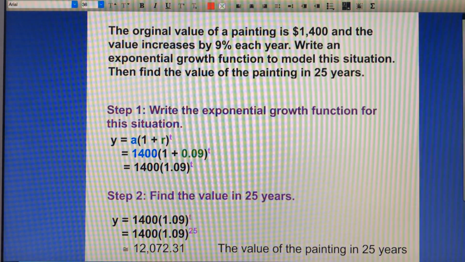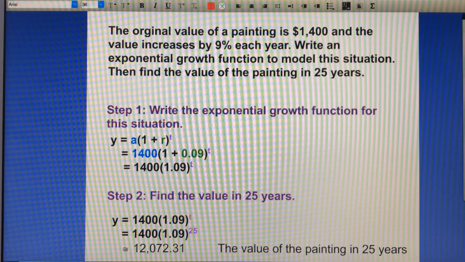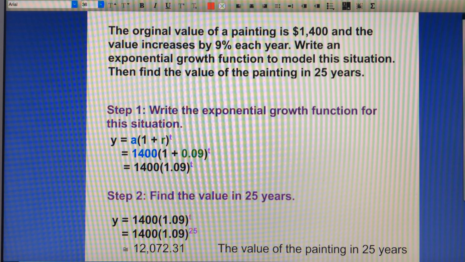Here's a nice word problem. The original value of a painting is $1,400, and the value increases by 9% each year. Write an exponential growth function to model this situation, and then find the value of the painting in 25 years. You need the formula because you're not going to calculate it one year at a time. You need a formula that you can calculate for any number of years. You can use this for something like the expense of a home, the value of a house, the value of a car. Whether it's growth or decay, here comes your formula.